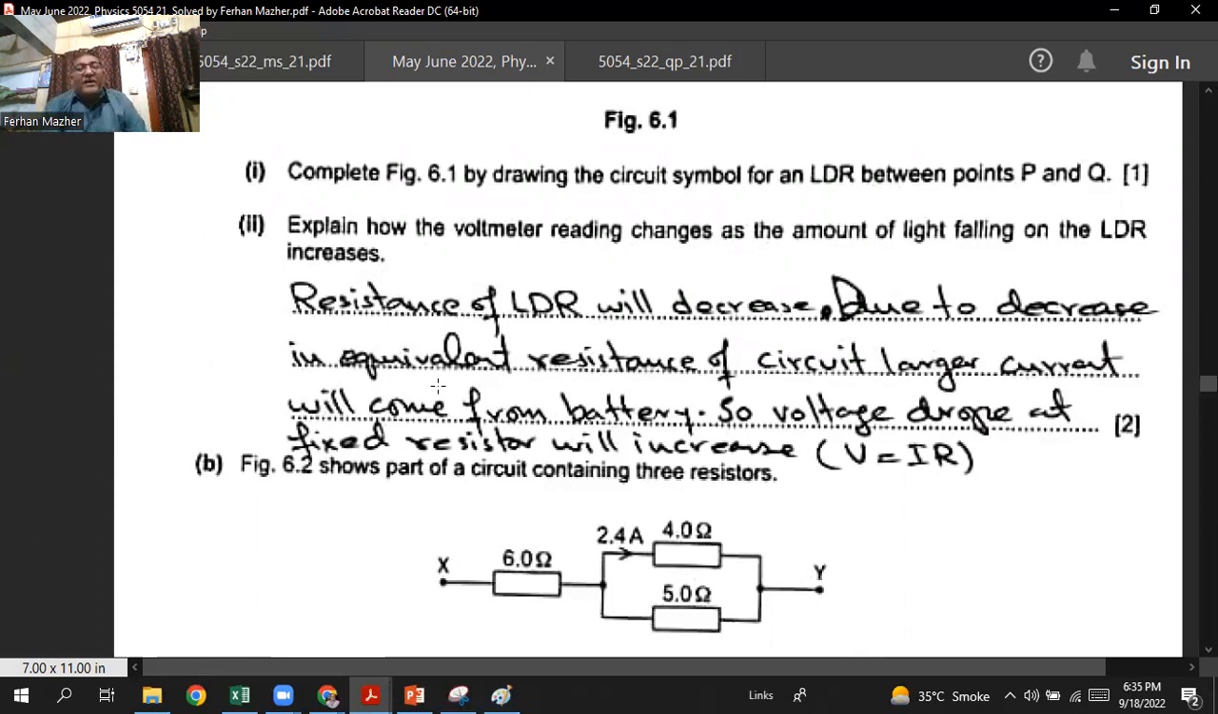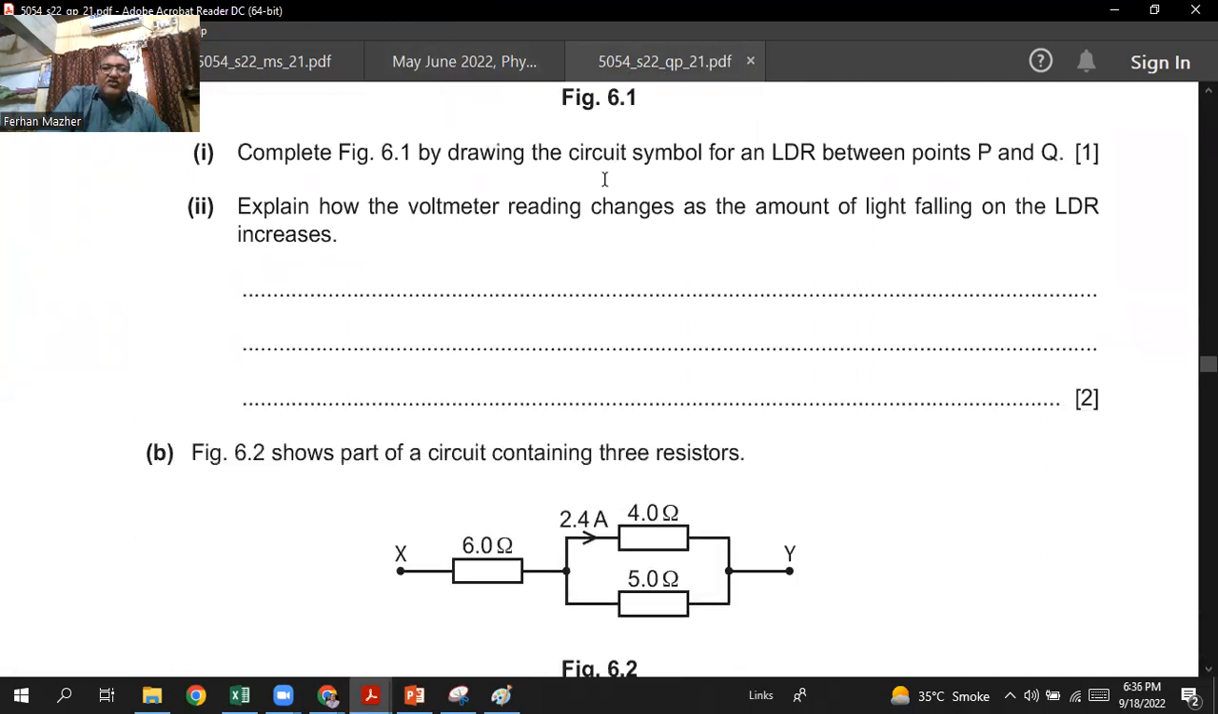So the voltage drop across the fixed resistor will increase because V equals IR. Its R is still the same, but the current has increased. So the voltage drop across the fixed resistor will increase, so the voltmeter reading will increase. Okay, that was a 2 marks question.